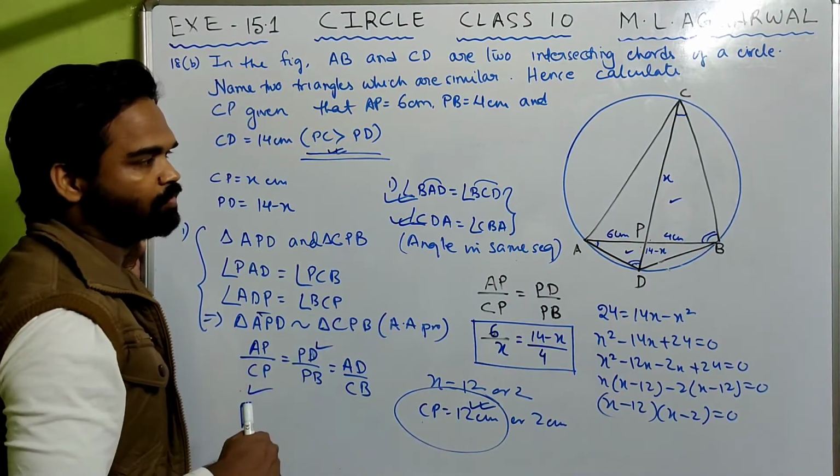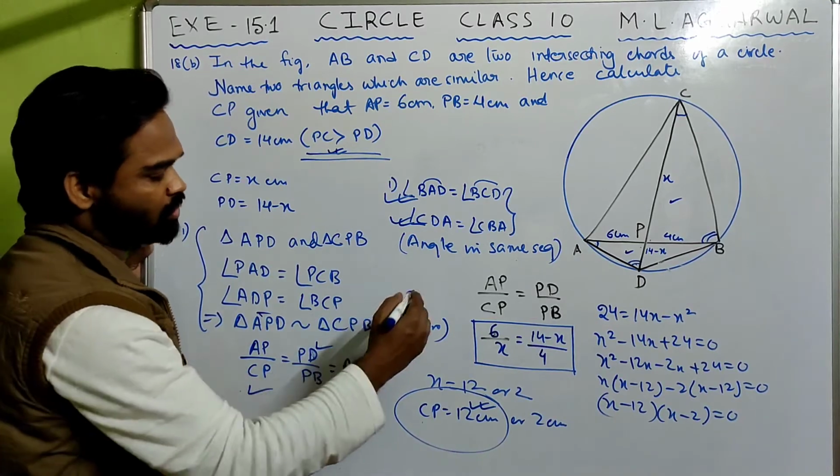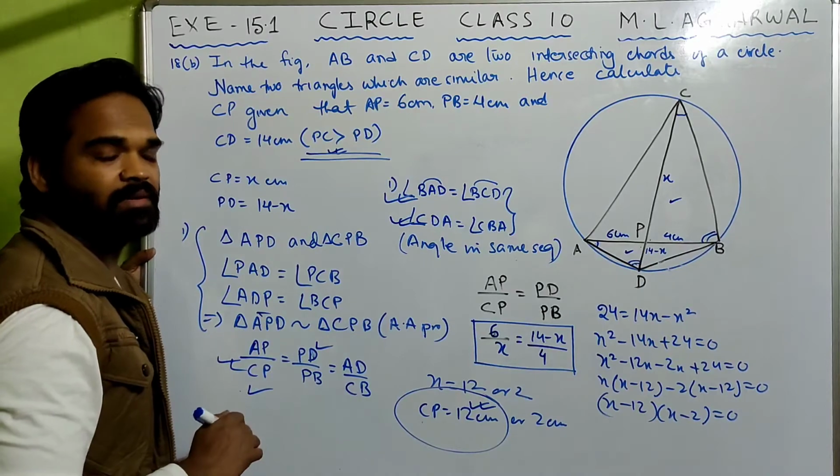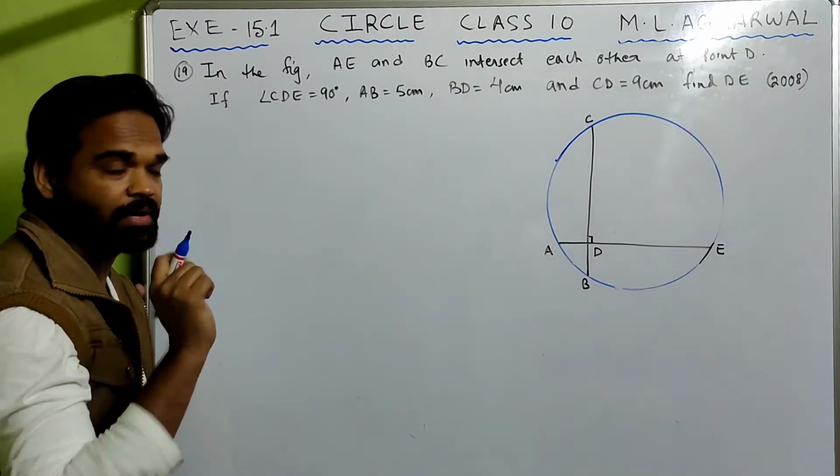Pretty easy. Just prove that they are similar and use this property. Done. Now let us look at the next sum. Now let us see sum number 19.